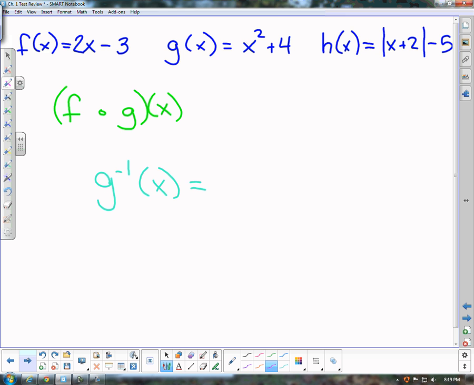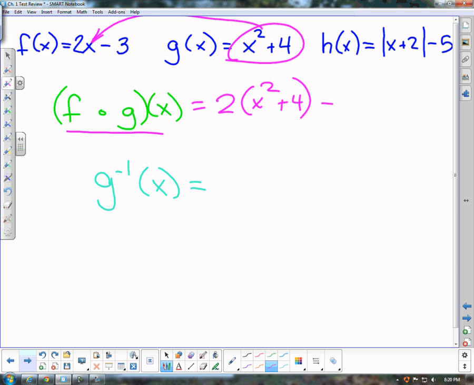Now you may also get something like this where it's just f composition g of x. And so then here we have to take the g function and substitute it into the f function. So we would get 2 times x squared plus 4, minus 3. And simplifying that, you would distribute the 2 to get 2x squared plus 8 minus 3. So 2x squared plus 5.